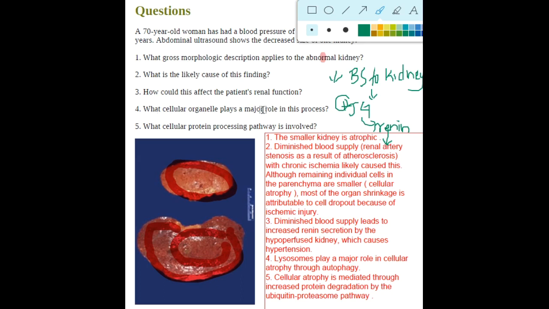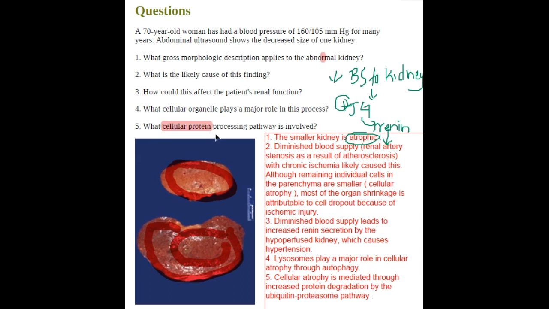What cellular organelle plays an important role in this process? In the process of atrophy, mainly the lysosomes are involved.